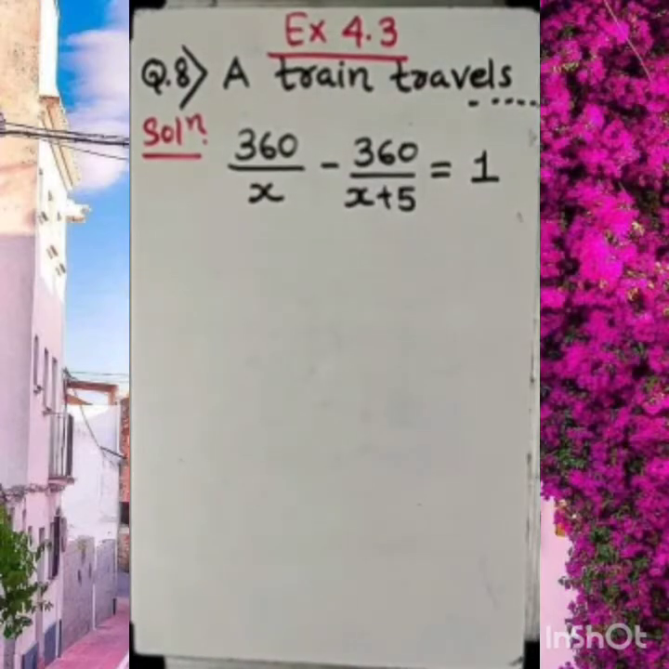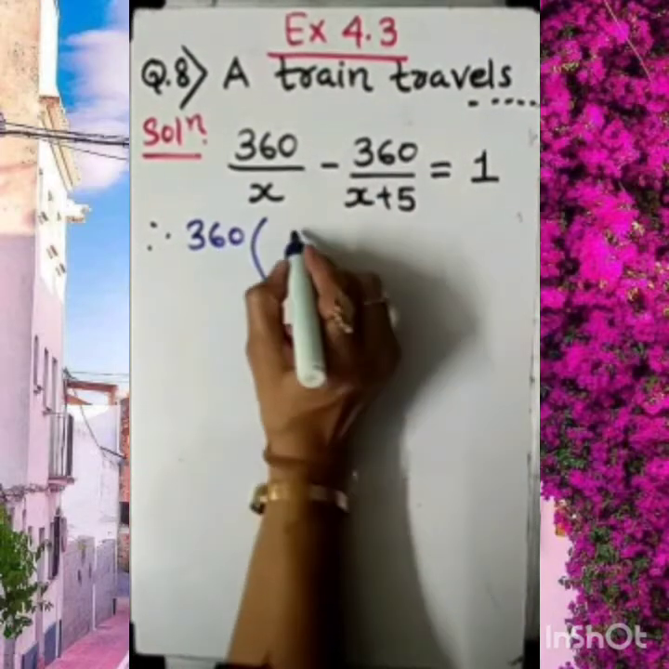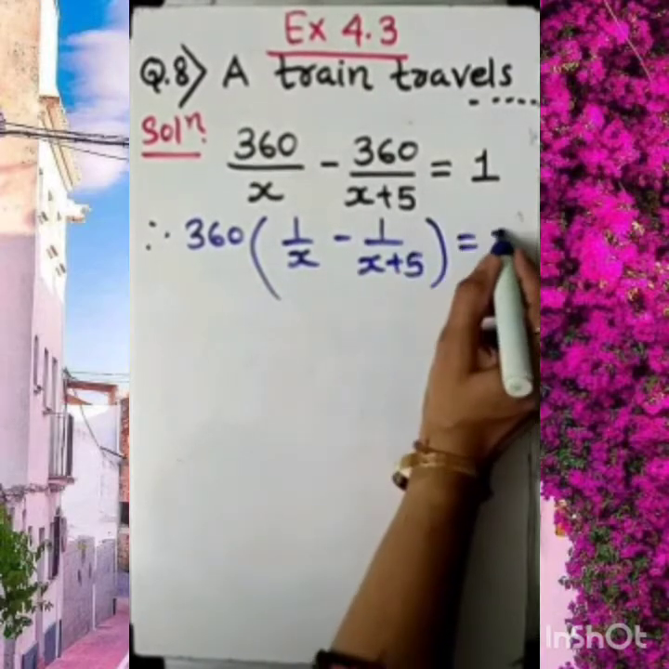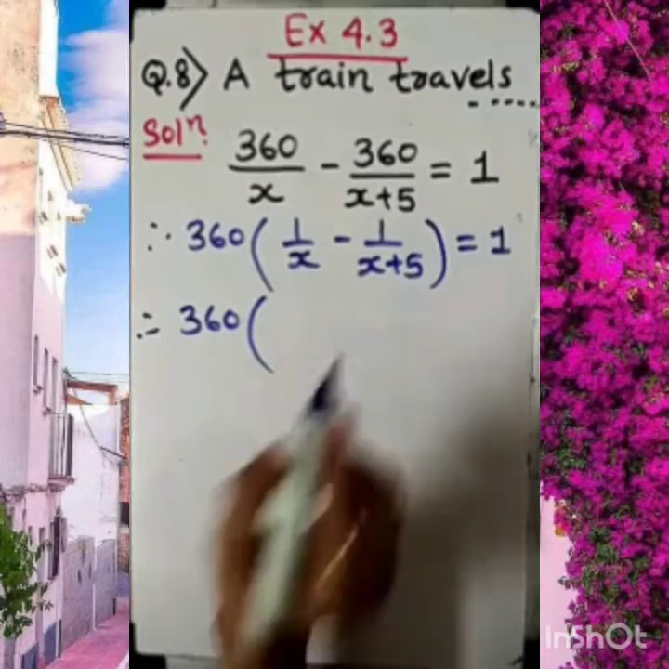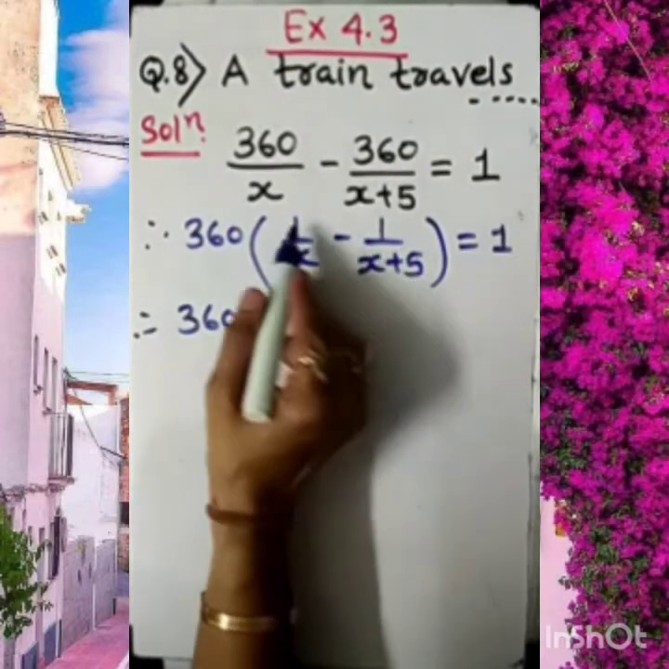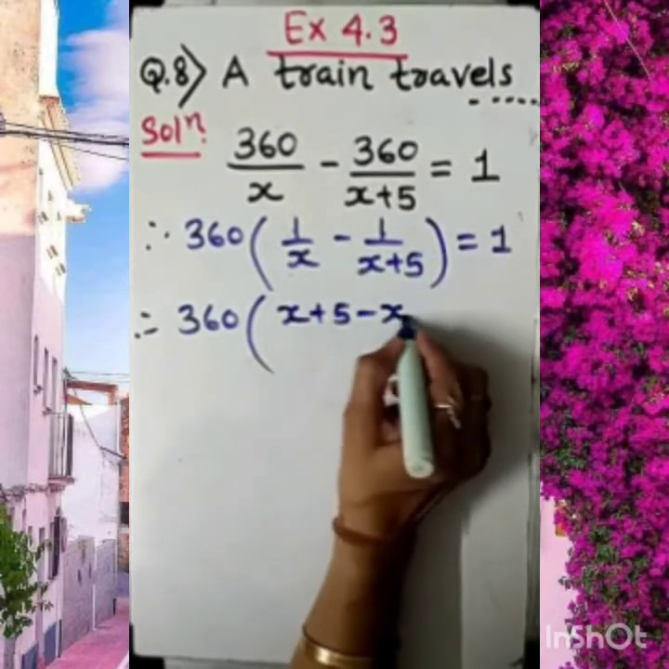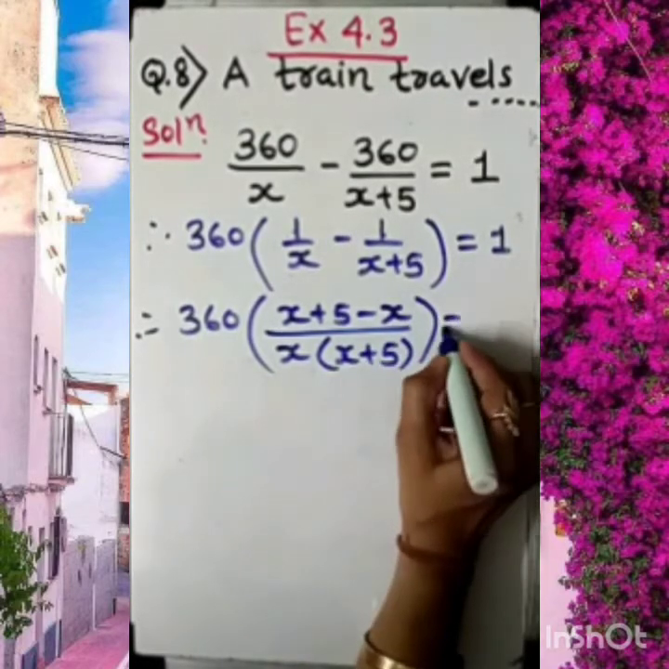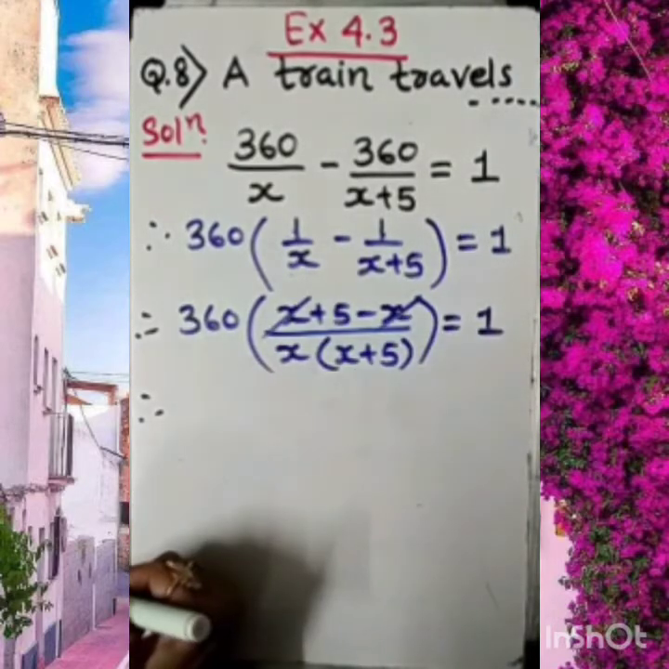Now it depends on us how we are going to simplify. If I take out 360 as common, then I will have 1 by x minus 1 upon x plus 5, that is equal to 1 upon 360. Let's have the cross multiplication. So in the numerator x plus 5 minus x, and in the denominator x and x plus 5, that is equal to 1 upon 360. Therefore plus x minus x cancel. So what is left here?